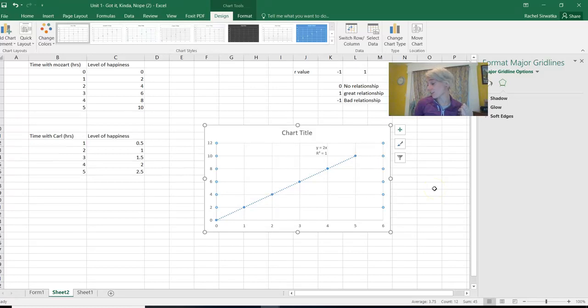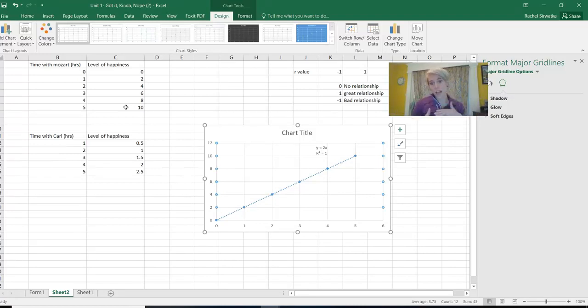Now, when I take that R value and square it, I get the coefficient of determination, and that is given as a percent. Here it would be 100%. Basically, it tells me in a percent what percentage of my level of happiness is actually increased by hanging out with Mozart. Is it 95% Mozart and 5% comfy pillows? Or is it 80% Mozart and 20% I'm watching the Golden Girls?